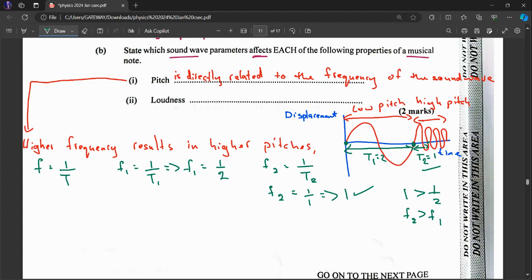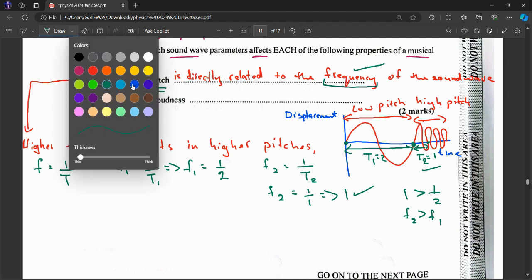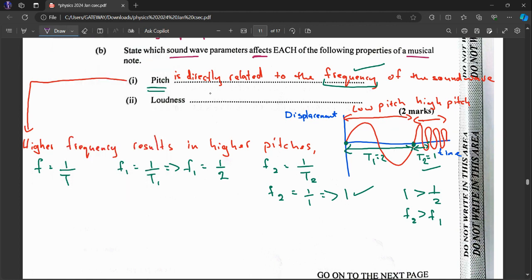a smaller period during the high pitch. So that's why you have high pitch over here, because of the greater frequency. So that's important to understand. When you want to talk about the pitch, you're really talking about the frequency. So it is directly related to the frequency of the sound wave. So what we could do now, we could explain loudness.